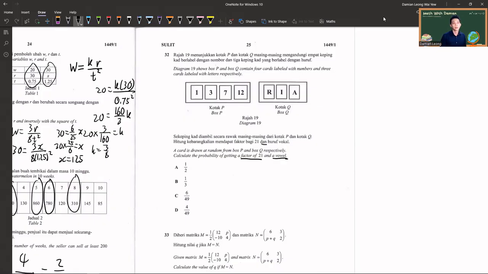Okay, so 3 out of 4. And kami guna darab. Okay, we use multiply. So vowel means I, A. So 2 out of 3. So probability 1 over 2. Okay, answer A.